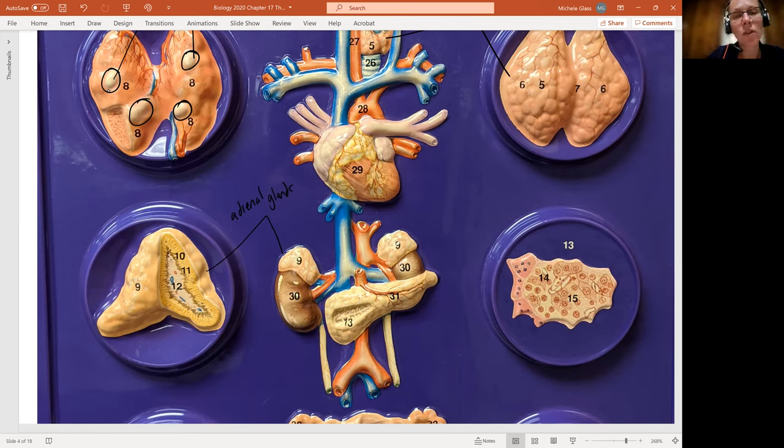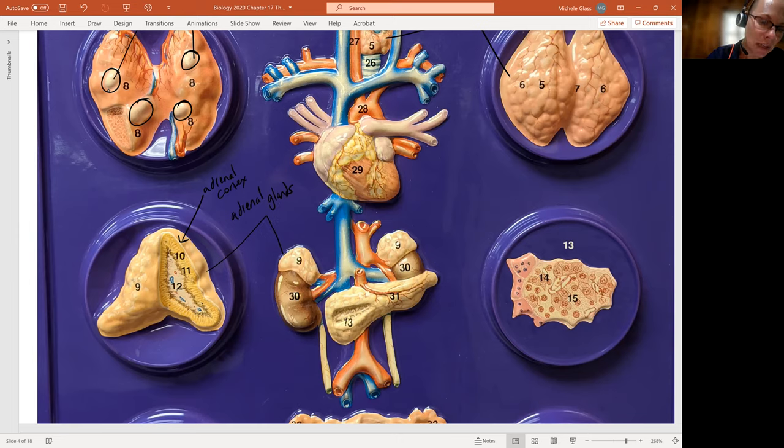When we look at the adrenal gland, we're going to see that there's a layer of cells on the outside that produce one type of hormone. And then we'll see there's a tissue in the middle that we've actually already talked about. So when we talk about the layer on the outside, we'll talk about that layer specifically as the adrenal cortex. Cortex means like the bark or the outer layer.